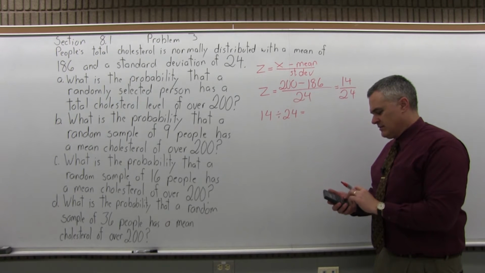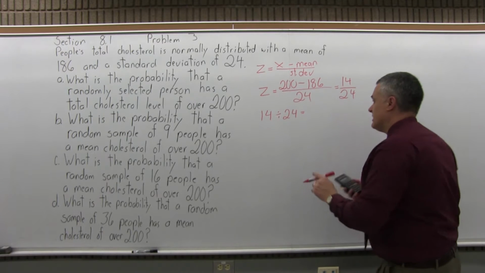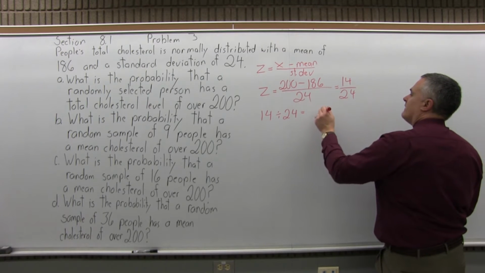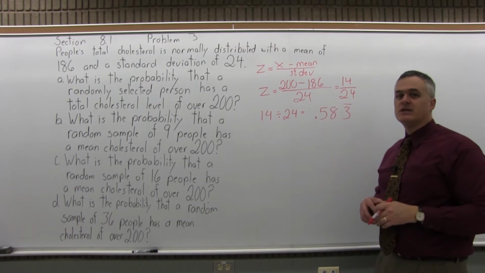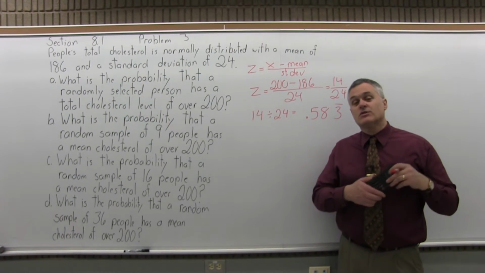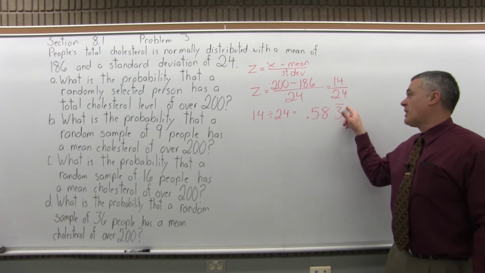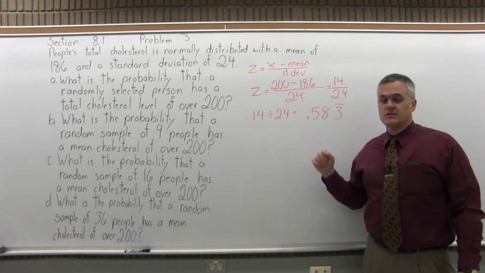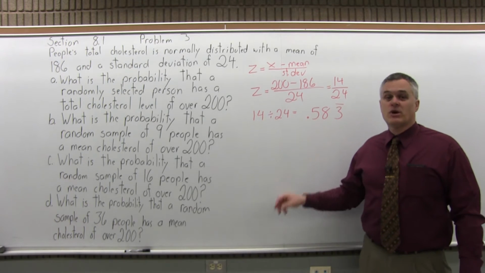So 14 divided by 24, the answer is 0.5833333. The 3's go to the end of the calculator screen. So the notation for a digit that keeps repeating after the decimal like that, you just put a bar over it instead of writing all those 3's. So 0.58 repeating 3 is what I want to look up.